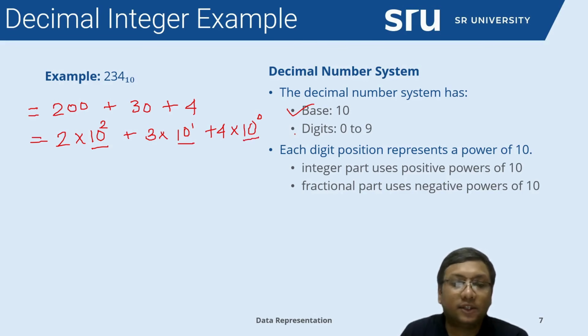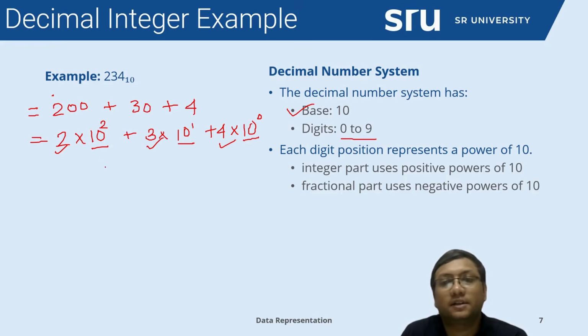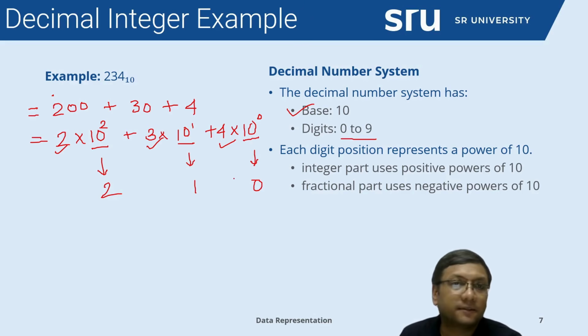It is using 0 to 9. The digits are 0 to 9 because 2, 3 and 4, these are the digits that fall in the range 0 to 9, and as 234 is an integer number, each of the digits is actually using a positive power of 10. So for this position the power is 2, for this position the power is 1, and for this position the power is 0. So in that way we can expand one decimal integer.